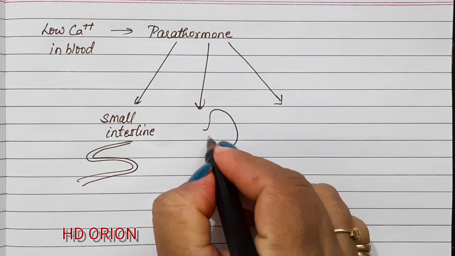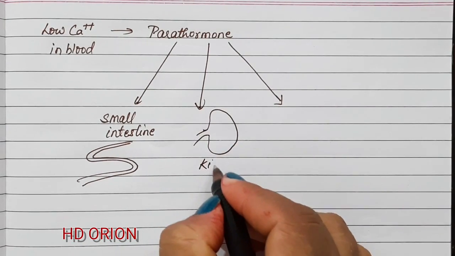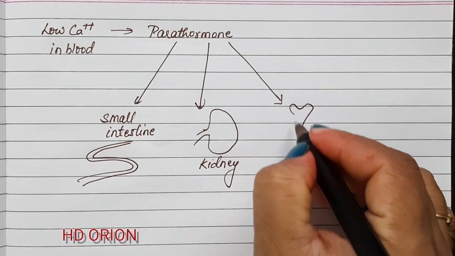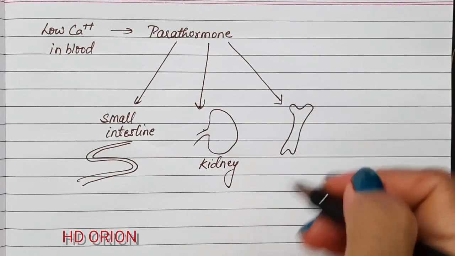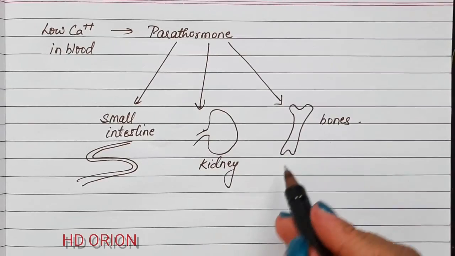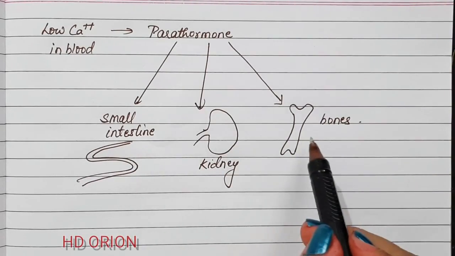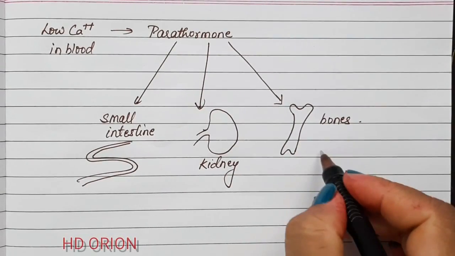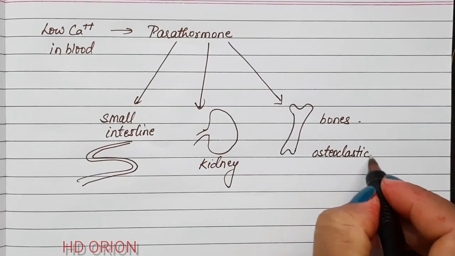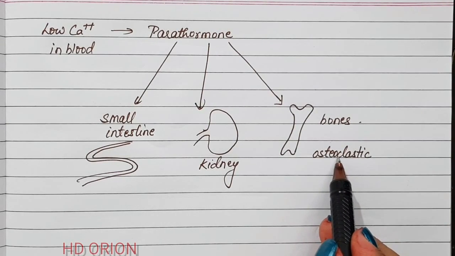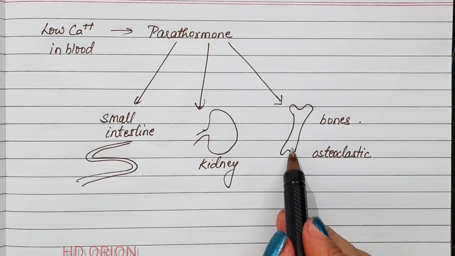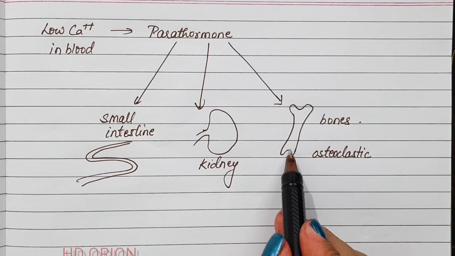The second organ is the kidney, and the next one is the bone. There is an effect of parathormone on bones, which is known as osteoclastic activity. There are two types of cells. Osteoblast, which helps in depositing the calcium in the bone. So that will help in formation of bones.